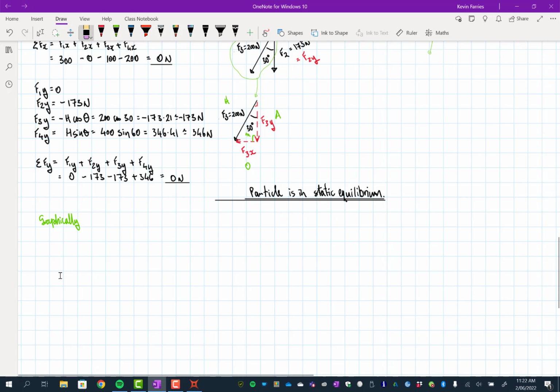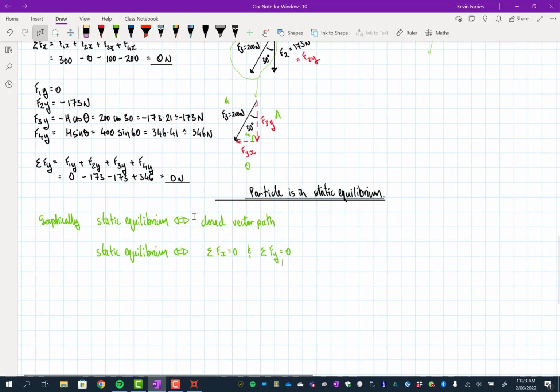let me just write this. Static equilibrium if and only if closed vector path, or the other rule is you've got static equilibrium if and only if the sum of your x components is equal to 0 and the sum of your y components is equal to 0. Okay, so this little double-headed arrow, that means if and only if.